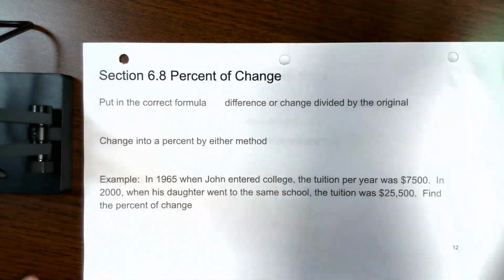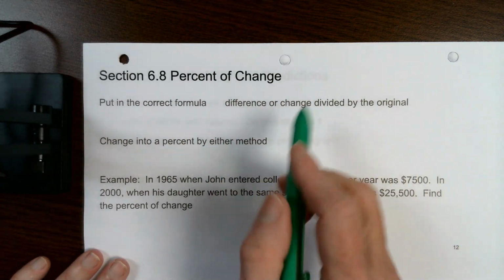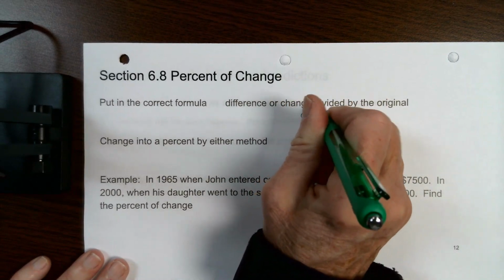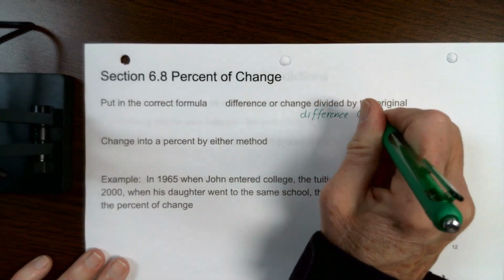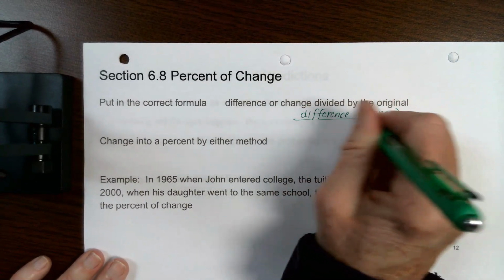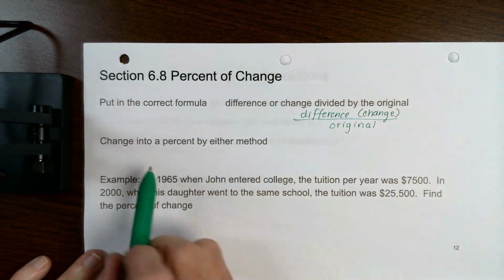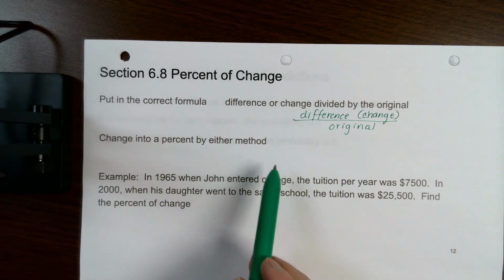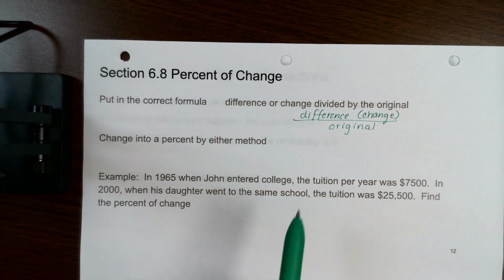All right, section 6.8 is percent of change. You always are going to put it in the correct formula, and the formula is difference or change divided by original. So difference or change over original. And then whatever you get here, you're going to change it into a percent by either method. You could set it up with equals x over 100, or you could make it a decimal and move your decimal 2 places to the right.